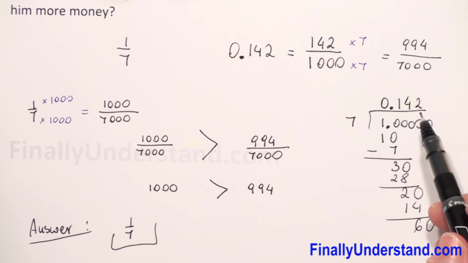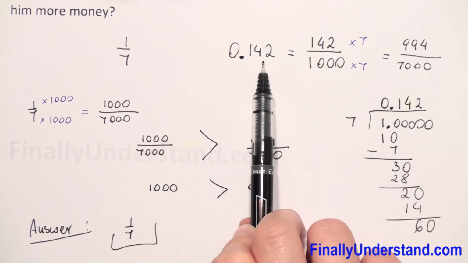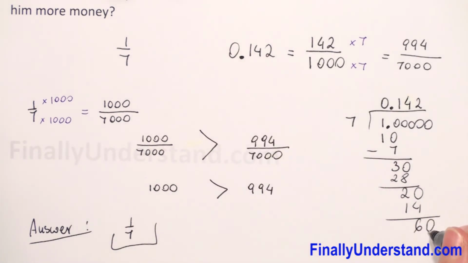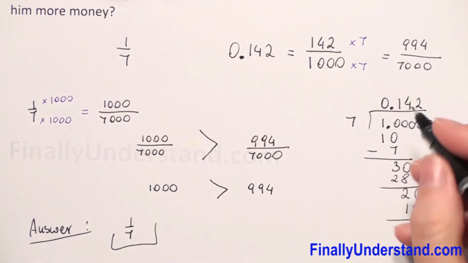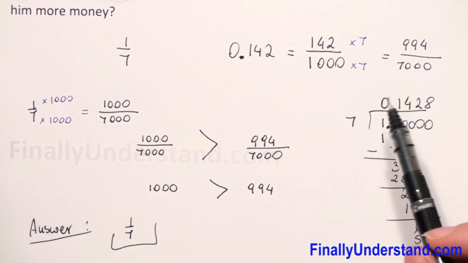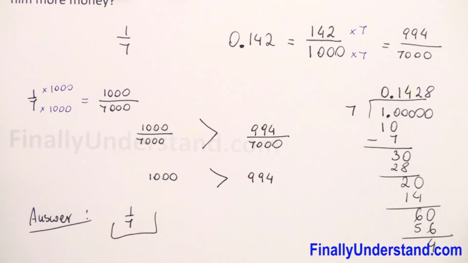Why do we have to still do division? Because we see that now we have 0.142 and 0.142. We don't know now which number is greater. And now 60 divided by 7 is 8. 8 times 7 is 56. So 60 minus 56 is 4. And I think we can stop the division right now. We got that 1 over 7 is approximately equal to this number.